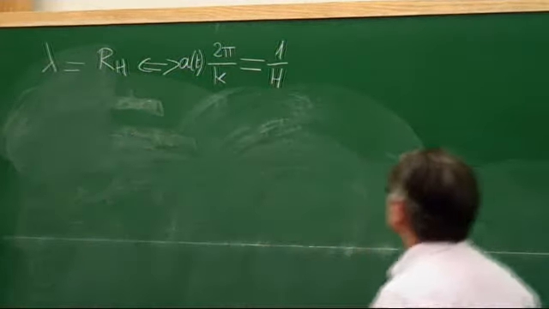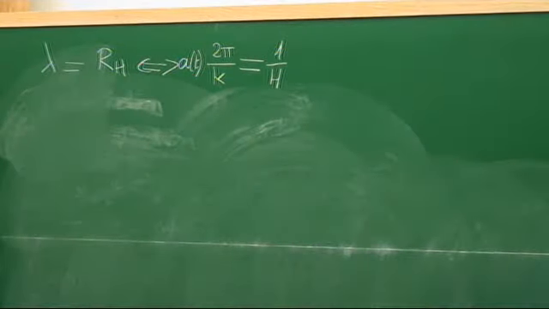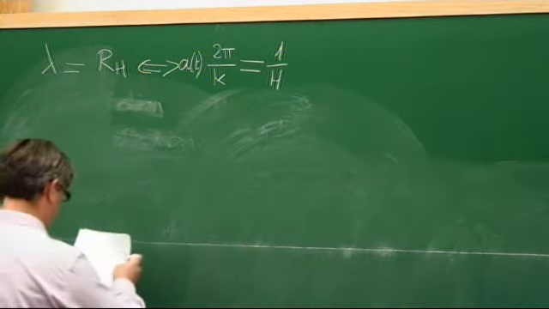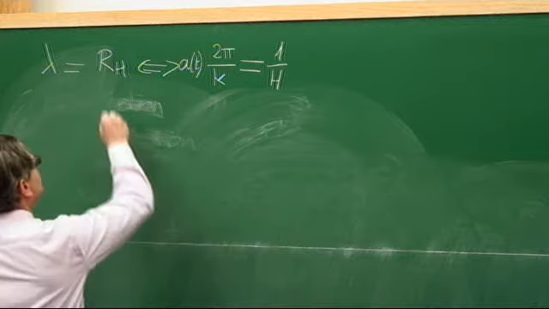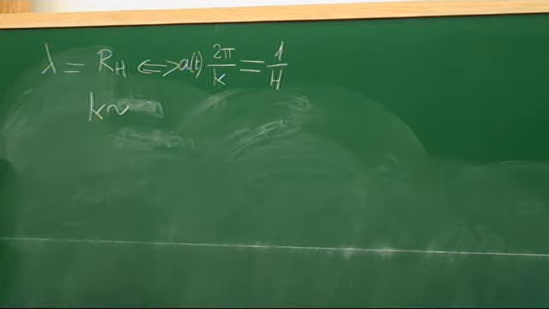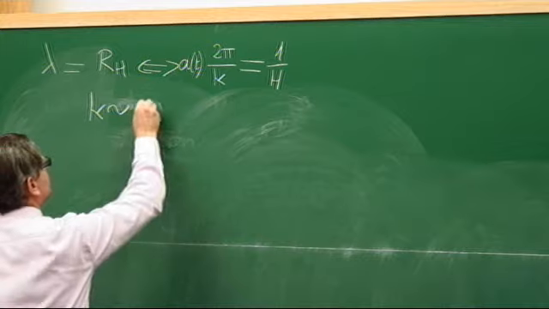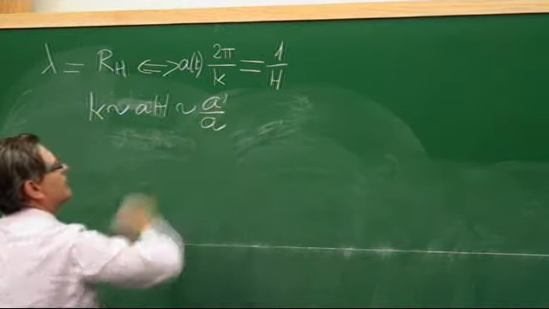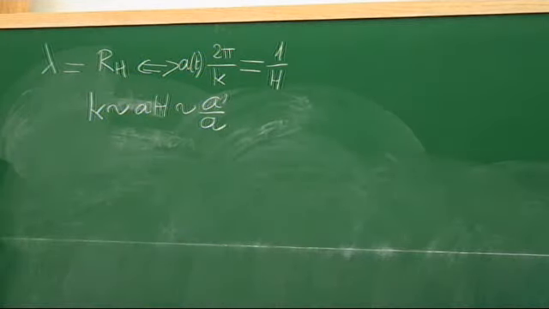I work in natural units. Okay, and so the condition can be rewritten as k, I drop the 2π, k is of the order of aH, or I could write this as a prime over a. So a value of k larger than this corresponds to a wavelength smaller than the Hubble radius. This was a little digression.